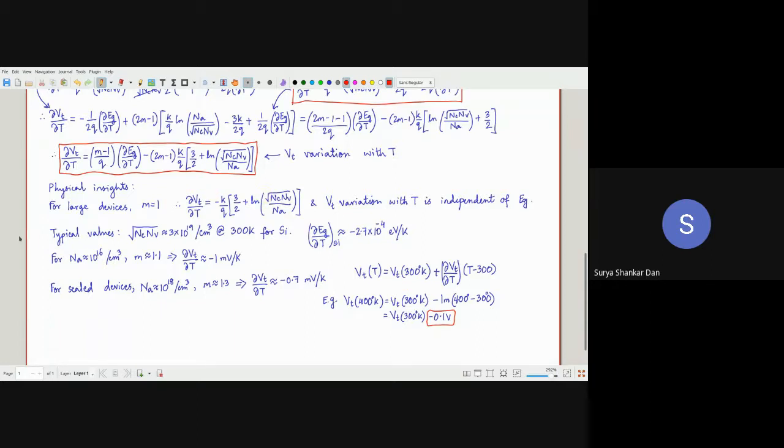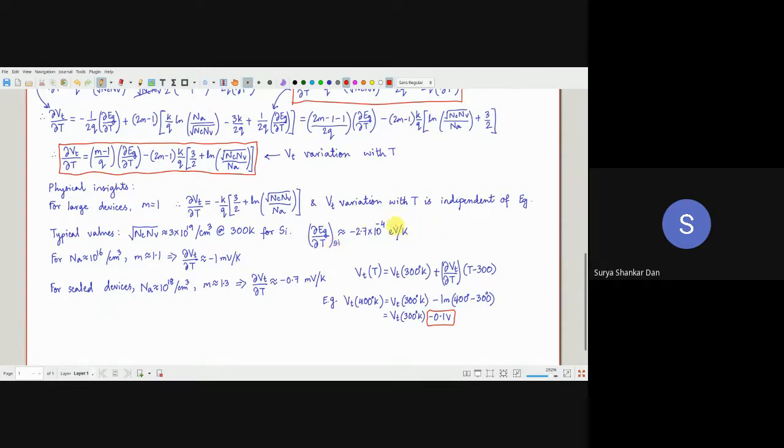Okay, so now if we look into the typical values, we'll notice root over NCNV is around 3 into 10 power 19 per centimeter cube at 100K for silicon. If we substitute these values here, del Eg by del T of Si is approximately this value. This is essentially taken from experiments. As I told you, it depends on which material you are choosing. The variation of the band gap with respect to temperature is also different for different materials. So this is only for silicon.